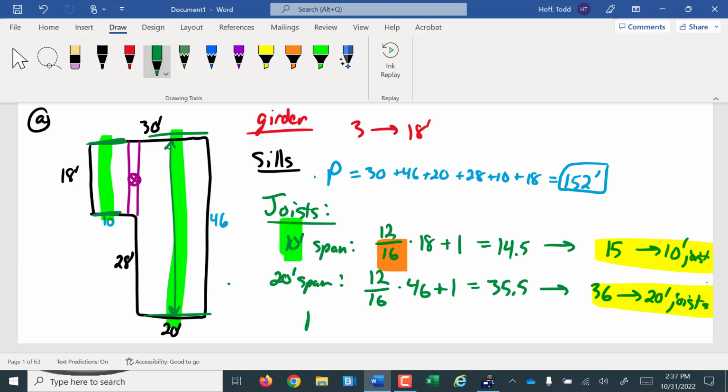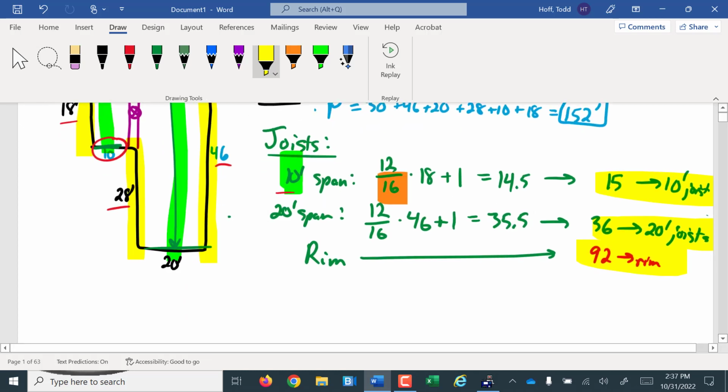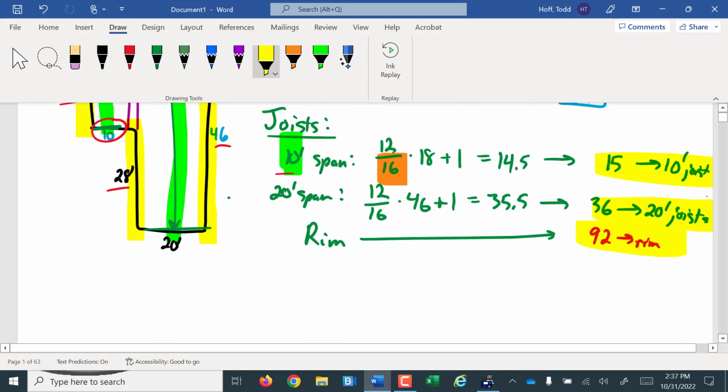And then, of course, we need rim. Rim joist is just by footage. Need rim joists here, here, and here. This piece right here is already figured in as one of the 10-foot joists. So that's 46 plus 18 plus 28 is 92 feet of rim joist. May or may not be the same as the regular joist because it doesn't have to free span anything.